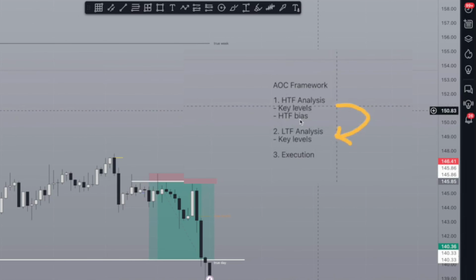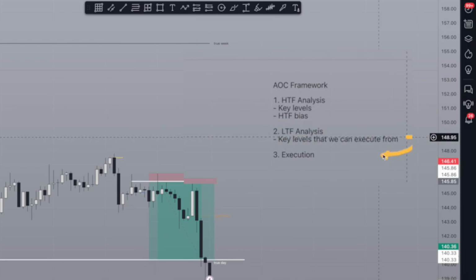Then we move on to step 2, now that we have the big picture. It's time to zoom in and start executing. But before we can start executing, most people tend to just jump right into something like this, skipping a very important second step, which could be a reason why you're struggling with your trading. So step 2 is your lower time frame analysis. The key thing we want to identify here is key levels that we can execute from. And only then do we move on to step 3, which is execution.